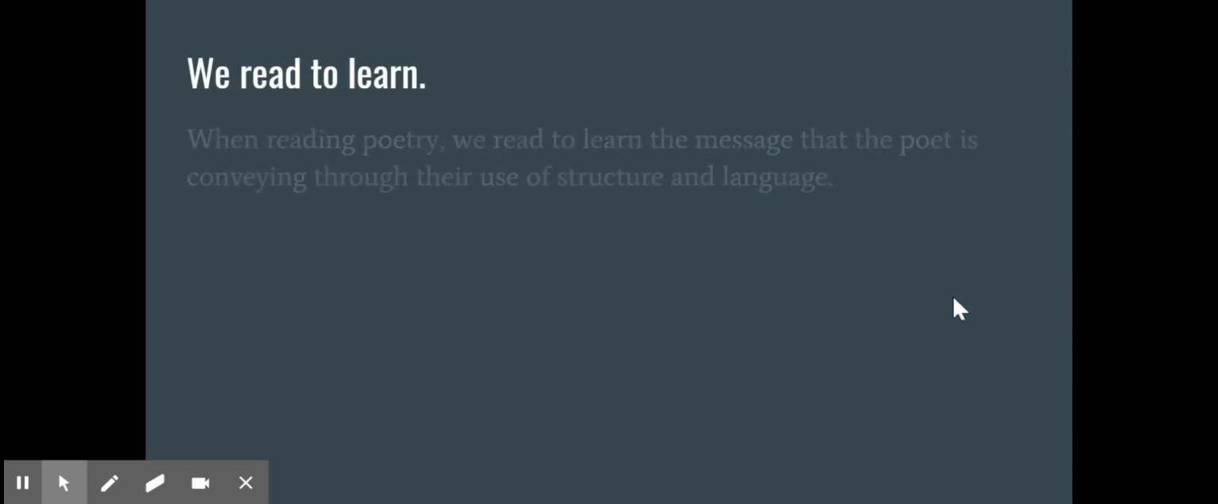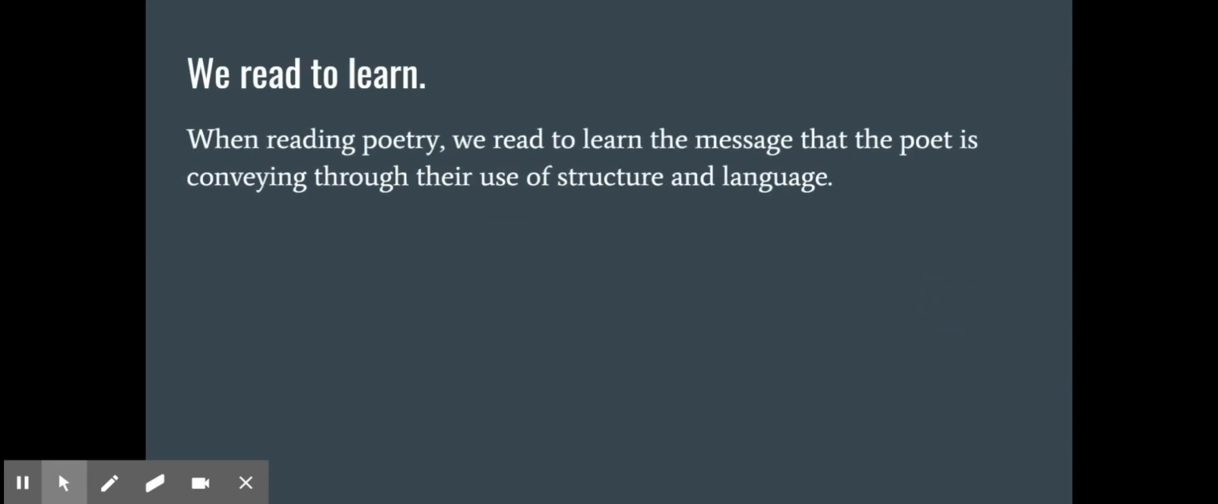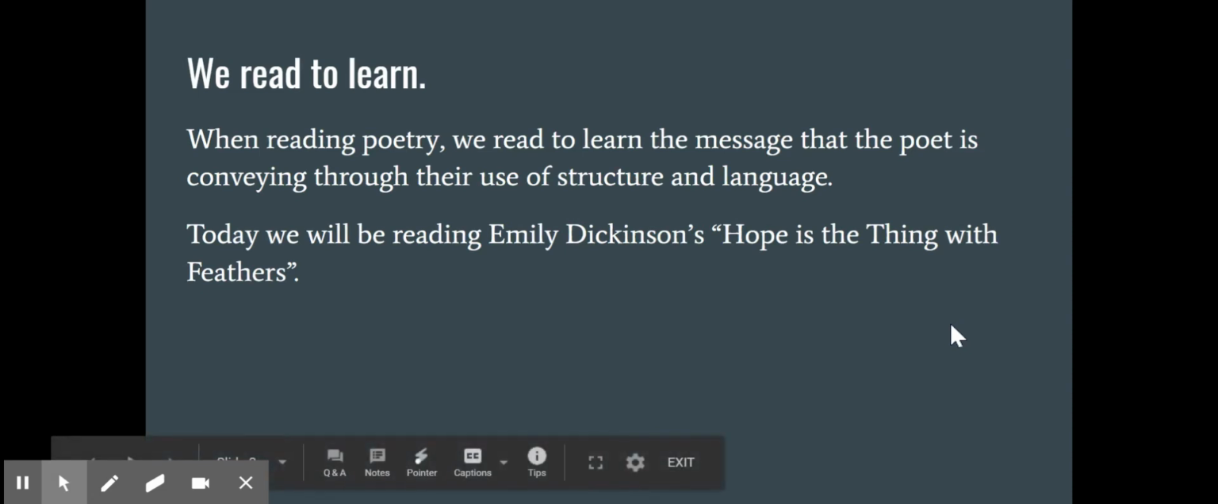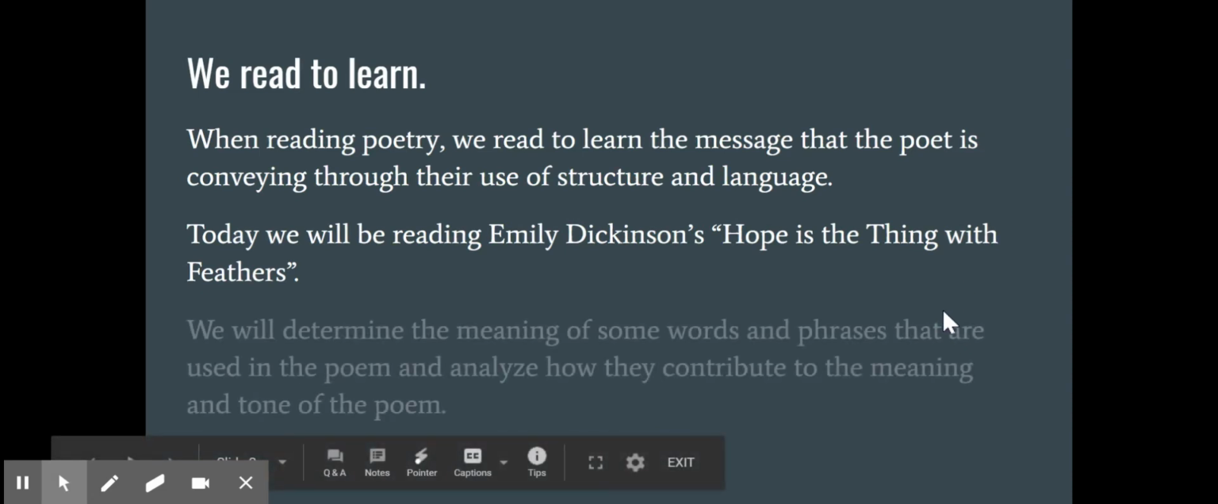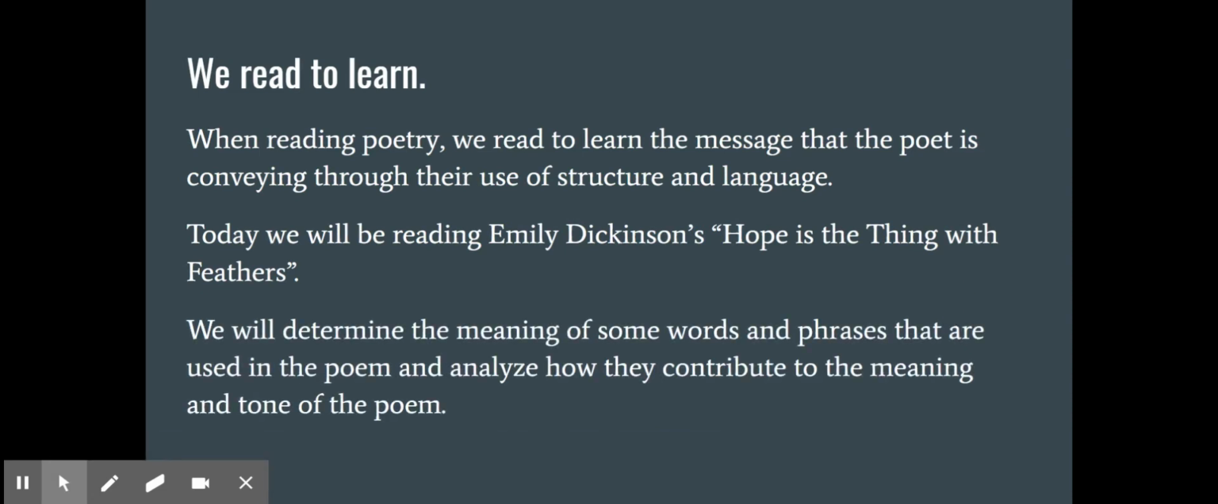Alright, so of course we know that we read to learn, but when we're reading poetry, we're reading to learn that message that the poet is conveying, okay? And the poet can convey this through their use of structure and language. Today we're going to be reading Emily Dickinson's Hope is the Thing with Feathers together, and then you'll be reading The New Colossus for your assignment. We're going to be determining the meaning of some words and phrases, and then using that knowledge to analyze the overall tone of a poem.